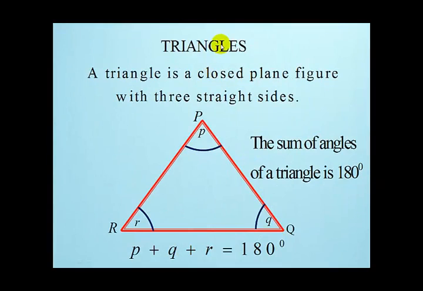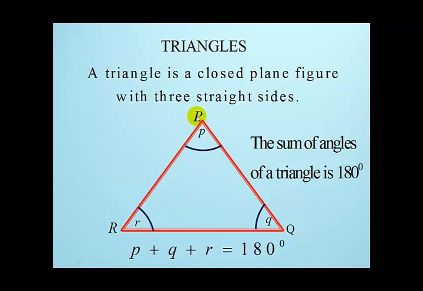Now, triangles. A triangle is a closed plane figure with 3 straight sides. So, considering this triangle as shown, we have 3 straight sides. That is, we have side PR, that is one side, another side PQ, and another side RQ. These are 3 straight sides, and they are closed. So a triangle is a closed plane figure with 3 straight sides.